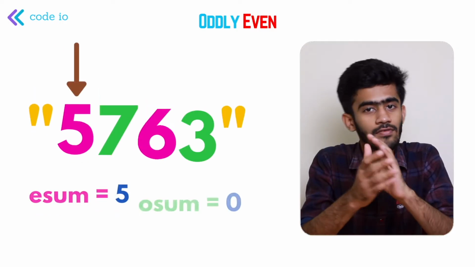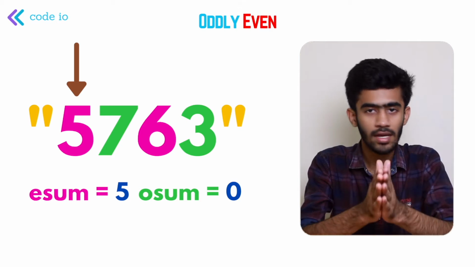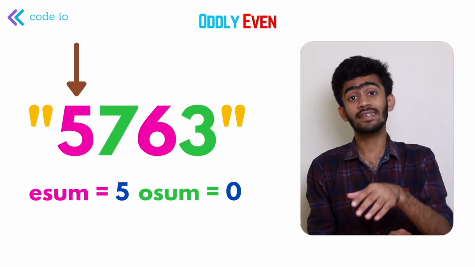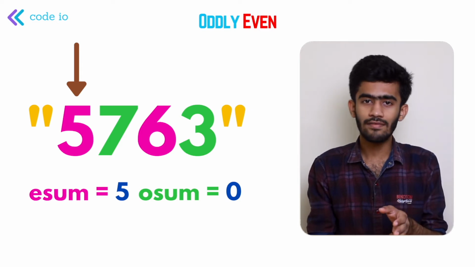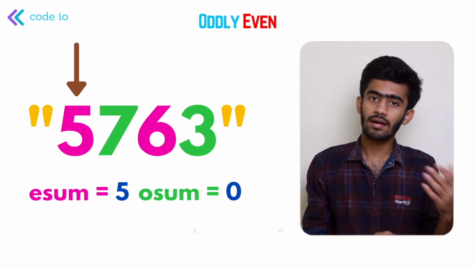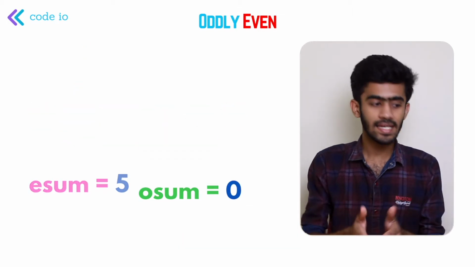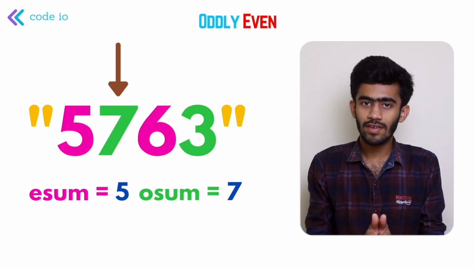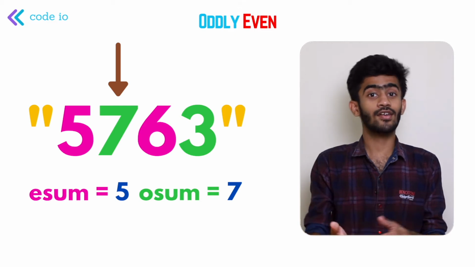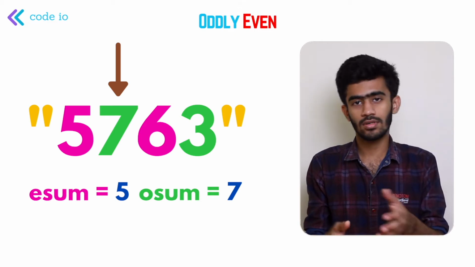We'll first iterate this string, find the logic that we'll use, and then go for the coding part. Let us start with the first iteration. Here we are pointing at 5. Since 5 is at the 0th index and 0 is an even number, we add it to even sum. I denote it here as e sum, so e sum is incremented to 5 from 0. Now let's move on to the next element, that is 7. 7 is at the first index and 1 is an odd number, hence it is added to o sum, or odd sum.